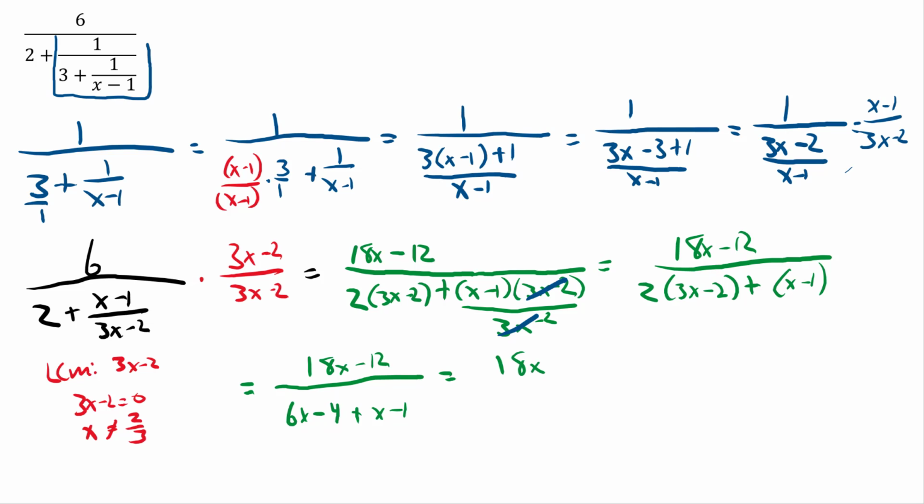So 18x minus 12 over, now we have 6x plus x, which gives us 7x, and then negative 4 minus 1, so we get negative 5. And that is our simplified fraction from that complex fraction right there: 18x minus 12 divided by 7x minus 5. Again, you can plug in any number except 2 over 3 for your x value, and you will get the same answer whether you plug it into the initial problem we started out with or into our simplified fraction down here at the bottom.